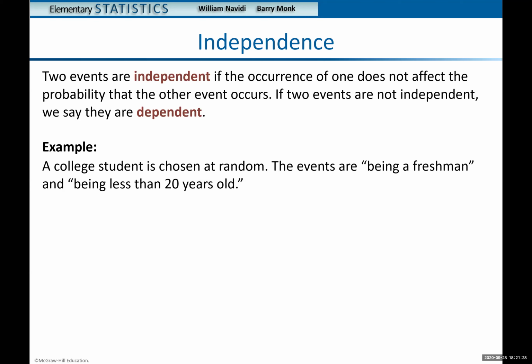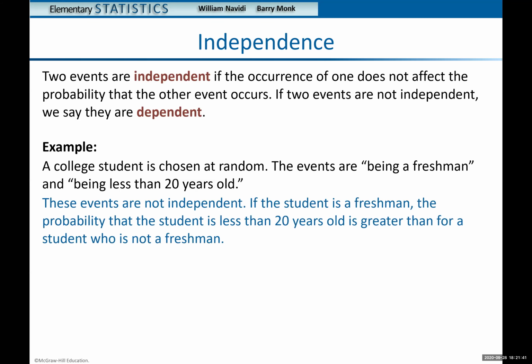An example here. A college student is chosen at random. The events are being a freshman and being less than 20 years old. These two events are not independent. Mostly, if a student is a freshman, the probability that the student is less than 20 years old is greater than for a student who is not a freshman.